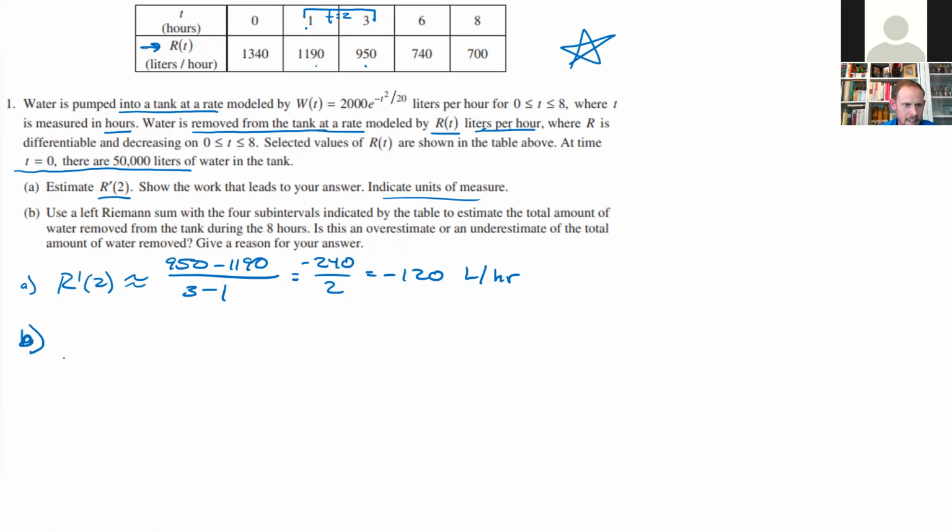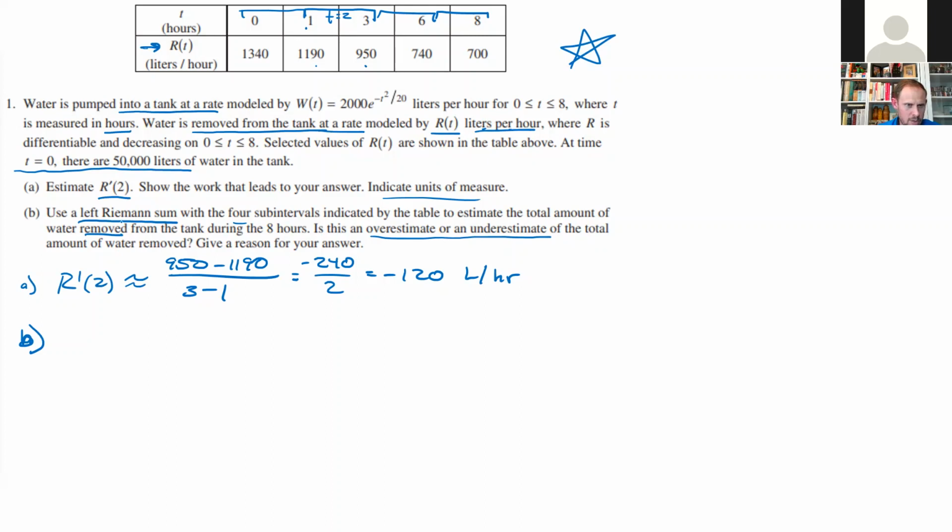All right, part B. Use a left Riemann sum. So we're going rectangles, but going up from the left side, with 4 subintervals: 1, 2, 3, 4, it works out perfectly. Use the table to estimate the total amount of water removed, because this is R for removed from the tank, during the 8 hours. Is this an overestimate or an underestimate of the total amount of water removed? Give a reason for your answer.